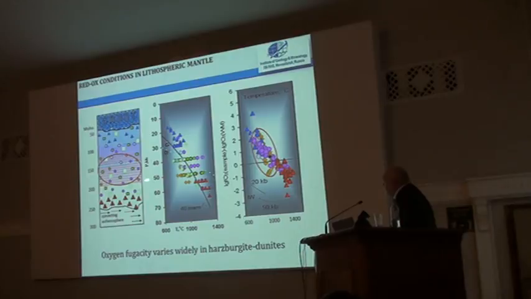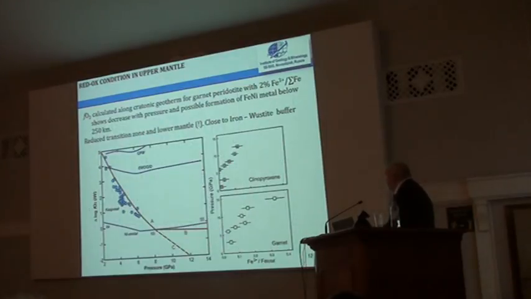These dunites are situated right here. Okay. And if you look at this pressure and temperature diagram, we have this area. And oxygen fugacity, you can see that it has changed significantly for this. And some of these harzburgites are diamondiferous.